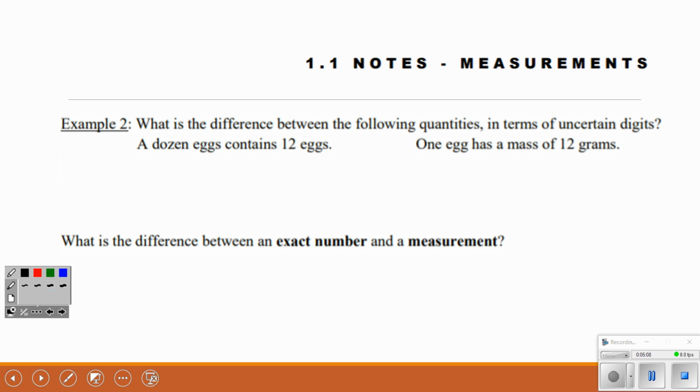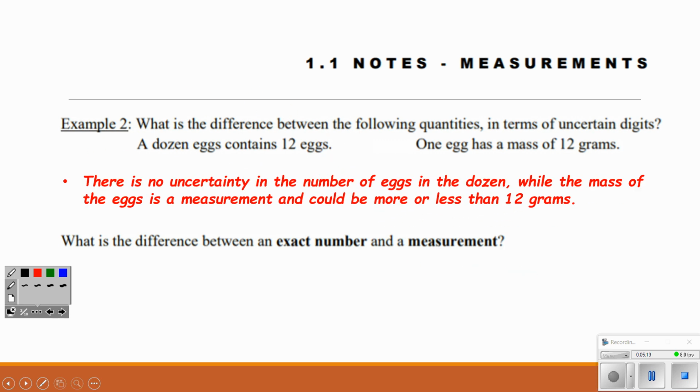So looking at the difference between exact numbers and measurements. A dozen eggs contains 12 eggs, and one egg has a mass of 12 grams. We look at the first one to the left and we know there's no uncertainty in that statement. We know for sure that there's always 12 in a dozen because it's a counting number. However, when we say that one egg has a mass of 12 grams, there is some uncertainty there because it could be a little less than 12, could be a little more than 12.